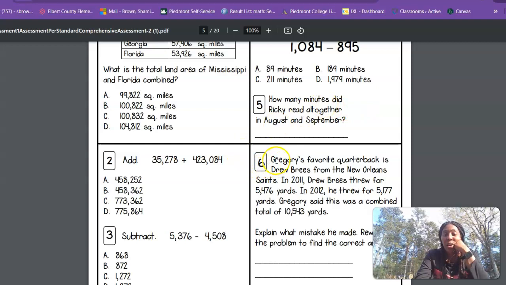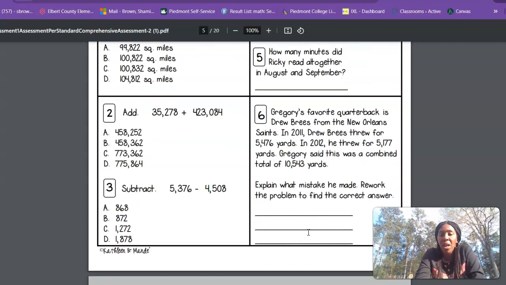Number 6, Gregory's favorite quarterback is Drew Brees from the New Orleans Saints. In 2011, Drew Brees threw for 5,476 yards. In 2012, he threw for 5,177 yards. Gregory said this was a combined total of 10,543 yards. Explain what mistake he made. Rework the problem to find the correct answer.